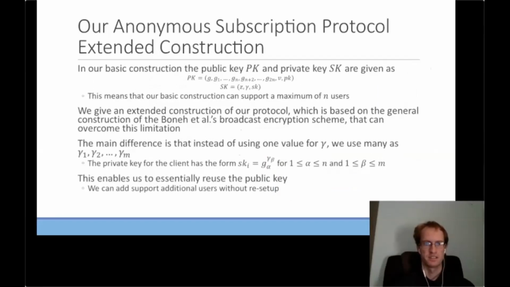In our basic construction, the public key and private key are given as follows. This means in our basic construction, we can only support a maximum of n users, but we can overcome this limitation by introducing, instead of one value for gamma, many. This makes the SKBG sub alpha to the power gamma sub beta for alpha from 1 to n and beta from 1 to m. This effectively allows us to reuse the public key without reset up.